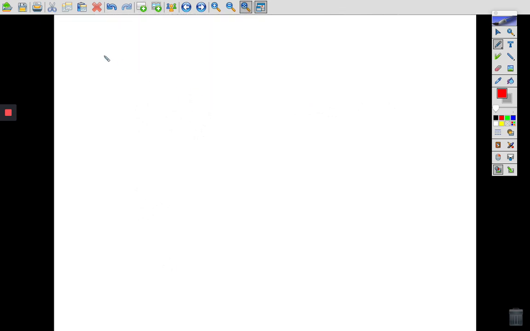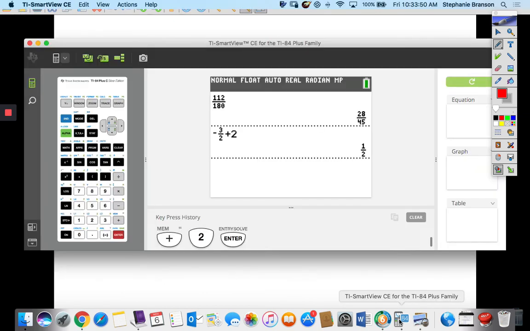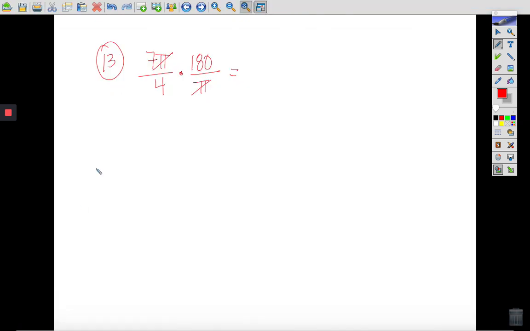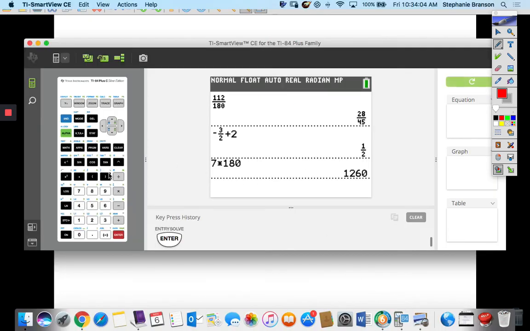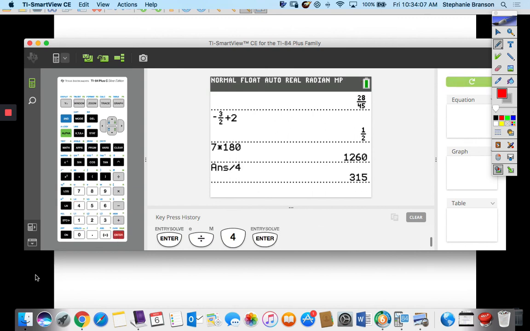So for number 13, we had 7 pi over 4, right? We wanted to convert it to degrees. So in order for us to convert it to degrees, we multiply by 180 over pi. We cancel and we cancel, right? So now I have 7 times 180, which is 1260, divided by 4. 1260 divided by 4 gives me that 315.